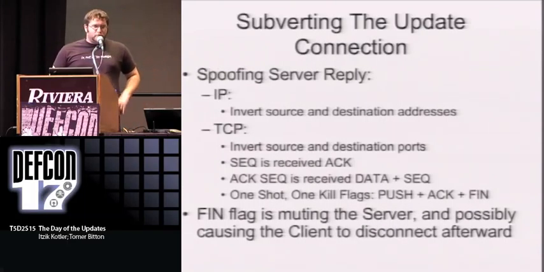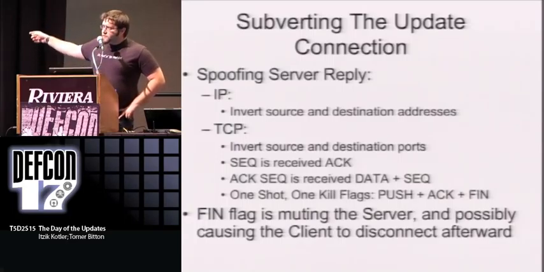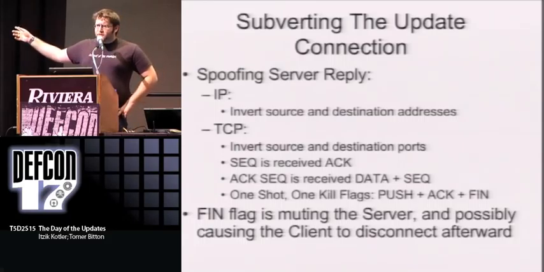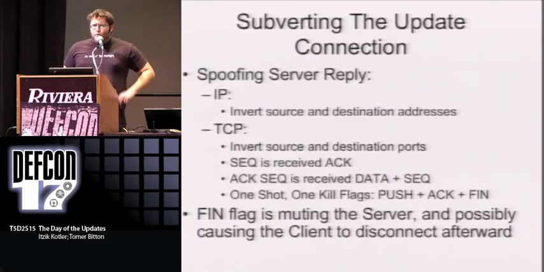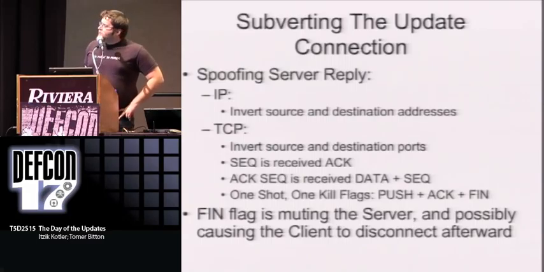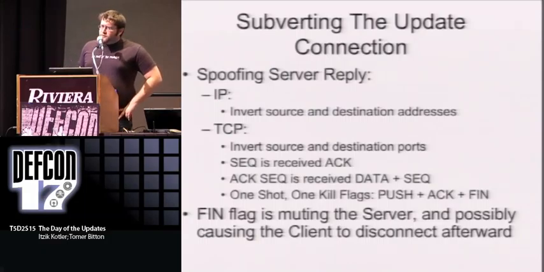Okay, so let's start the attack. What you can see here is layer 4 and layer 3 of the attack. On layer 3, we're not doing anything interesting, simply inverting the IP addresses. On layer 4, we do have something very interesting. As you can see, as usual, we compute the sequence numbers, the checksums, the basics. But we're also going to pull what we call a one-shot, one-kill trick.